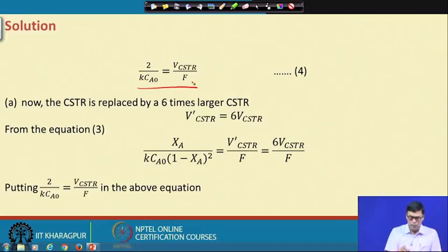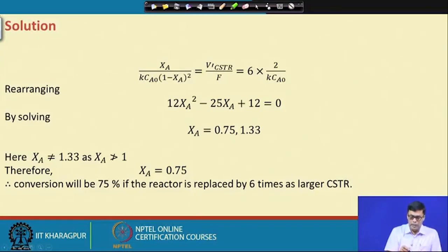Now, in this problem, the first part, we want to increase the volume of the reactor 6 times, am I right? So your new volume will be 6 into V CSTR. V CSTR was the previous volume, and we want to increase it 6 times. Let us assume the conversion at that time is X A. This is the same equation that we have written previously, and we can write the expression like this. This is equal to 6 V CSTR by F, which we have already written, is equal to 6 into 2 by K.